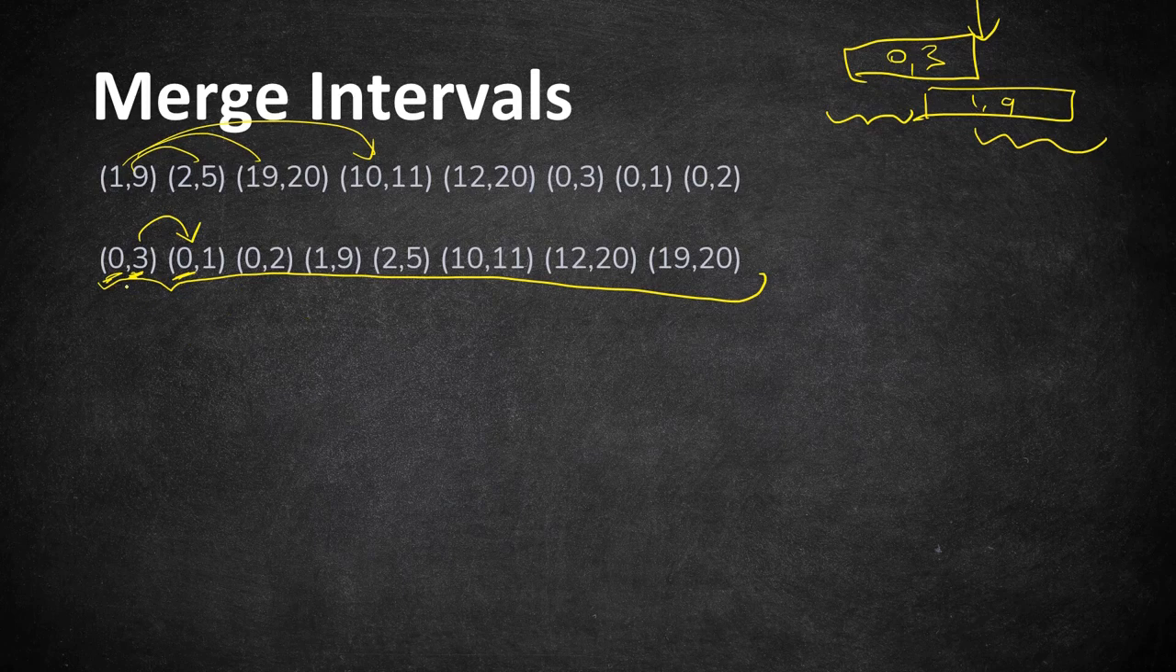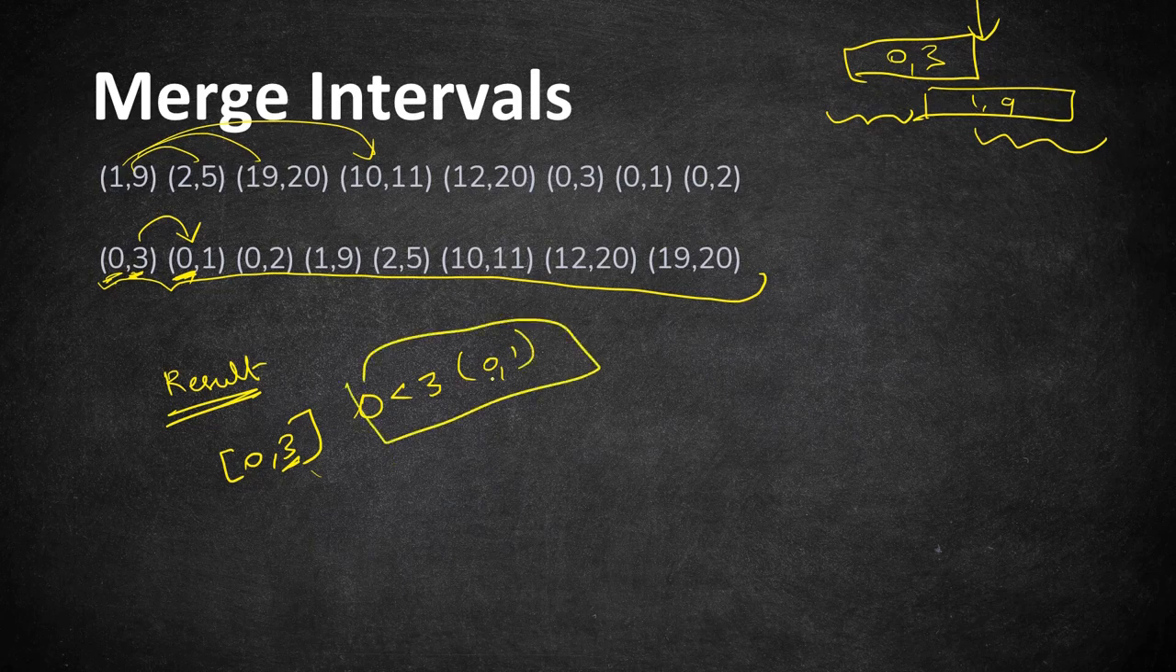So now let's start by checking 0 comma 3. First, our result list is empty, so I'm going to add 0 comma 3 first. Once I add 0 comma 3, I'm going to check whether the next starting value is within the range. If you check 0 and 3, it is definitely overlapping because 0 is less than 3 in 0 comma 1.